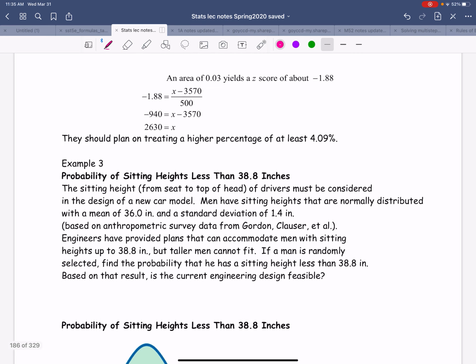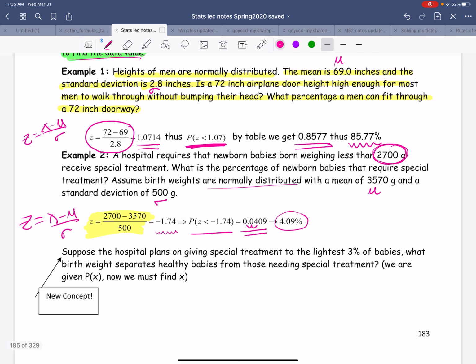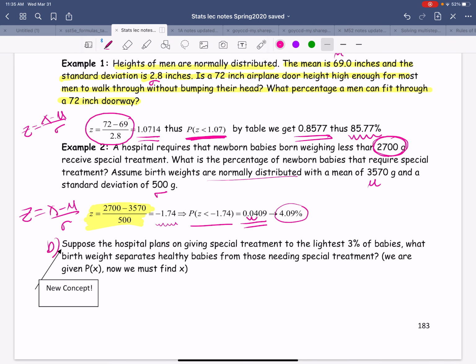Okay, now there's another part added to the problem. This is part B, and that's going to be something different we haven't talked about. This is the second kind of problem you're going to have to deal with. You will be given the area or probability, and we'll be looking for the data value. So our first goal will be to find the z-score. Once we find the z-score, we will be looking for the data value.